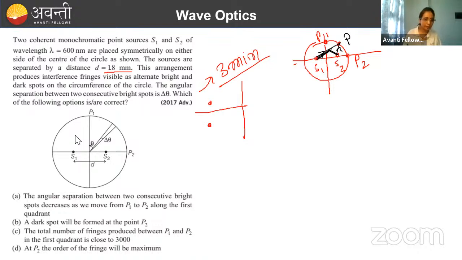Here this angle is theta. Theta is the angle between this radius vector and the vertical. Again, you see here D is given as 1.8 millimeter, and that separation is very small. If the separation is very small, we can assume that S1 and S2 are very close.